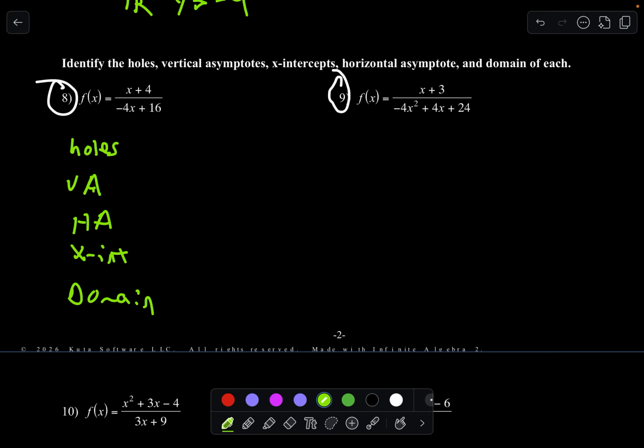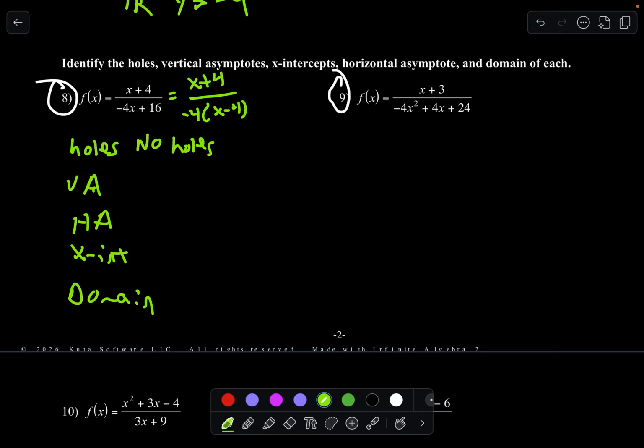Okay, holes. Well, we factor everything that can be factored, so we can see this. And this one, really, the only thing that can come out of the bottom is a -4, that's the only thing common, and it's x minus 4. So are there any holes in this graph? No, because there's no common term on top and bottom that can be divided out.